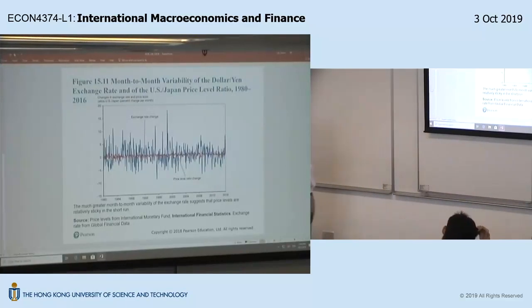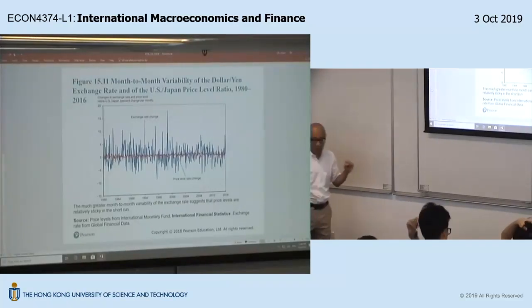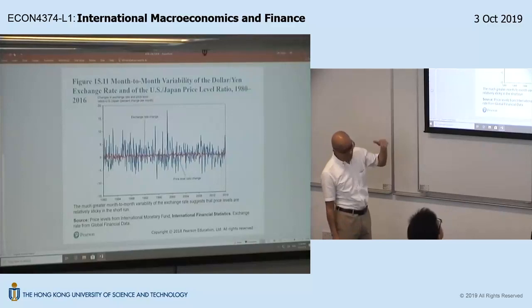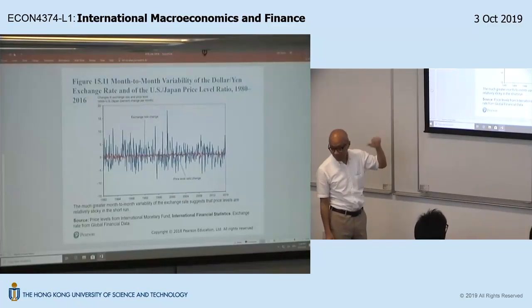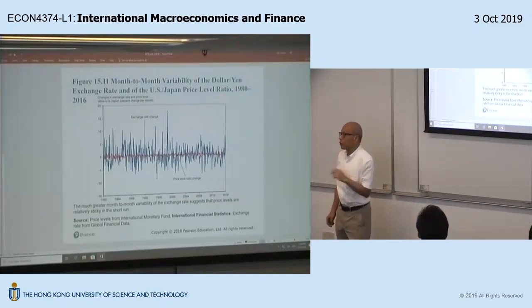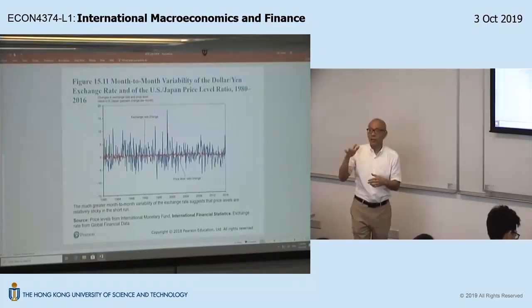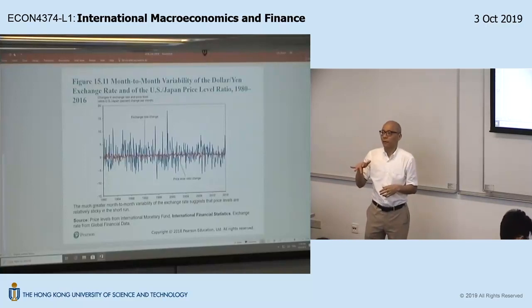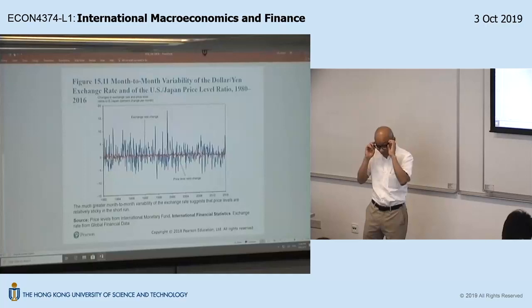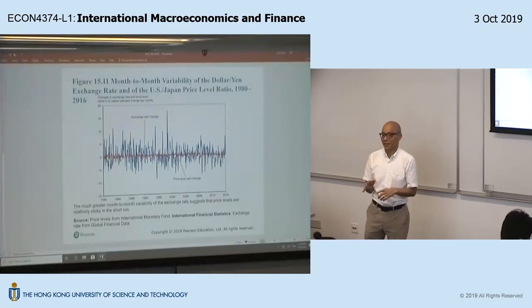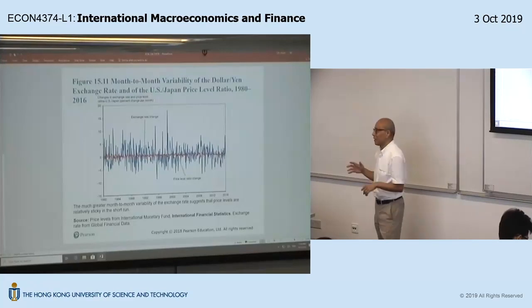So you can see that prices are actually very sticky, right? Because we assume prices are very sticky, whereas the exchange rate is a lot more volatile. The exchange rate is a jump variable. We call it a jump variable because it can easily change, even within a few seconds. It's very efficient.